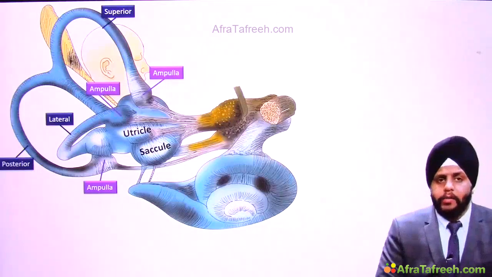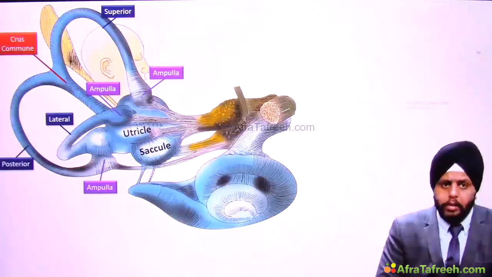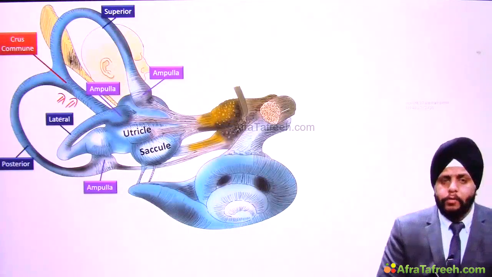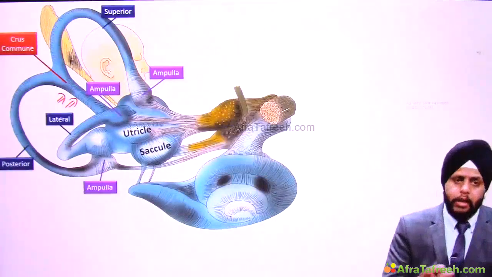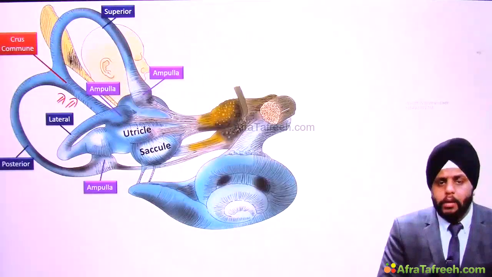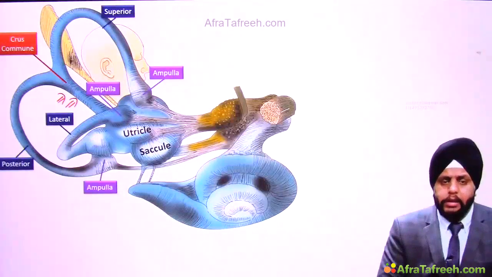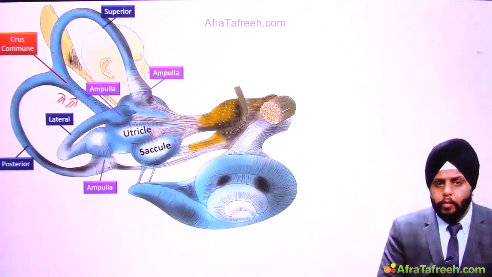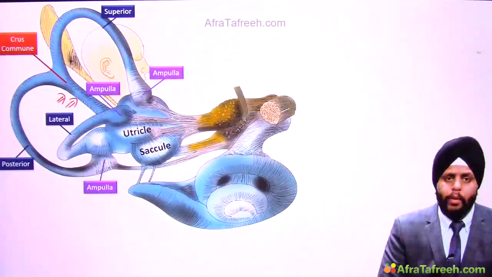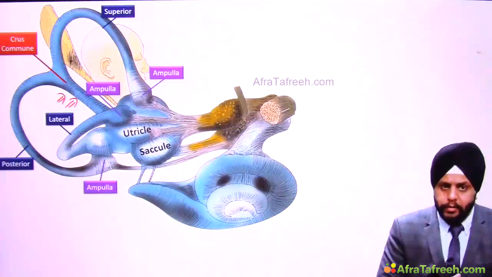Why? Because the non-ampullated ends of the posterior and superior canals combine to form the crus commune. So with these 5 openings, the three semicircular canals open into the vestibule. Now what is there inside the ampulla?